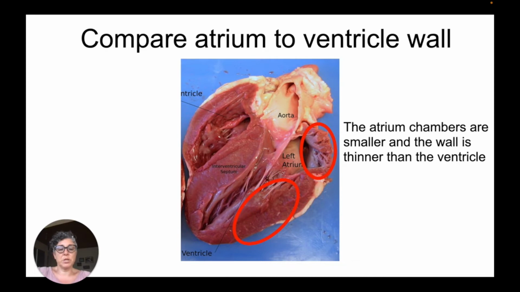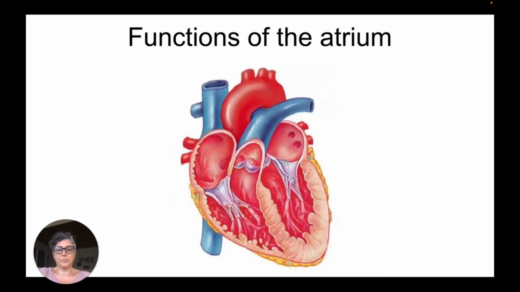One, the atrium chamber is definitely smaller and the wall is thinner than the ventricle wall. It doesn't matter which side or which ventricle wall we're talking about. The atrium chamber walls are going to be thinner. So why is this? Well, let's look at the function of the atrium. That's going to explain why.